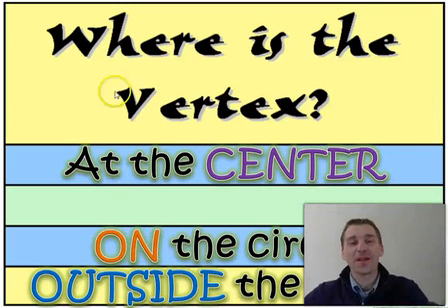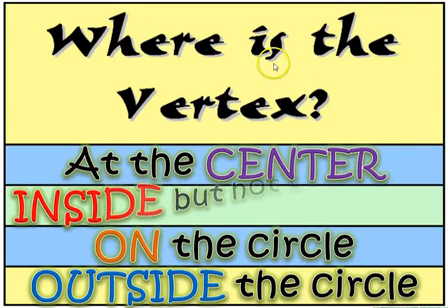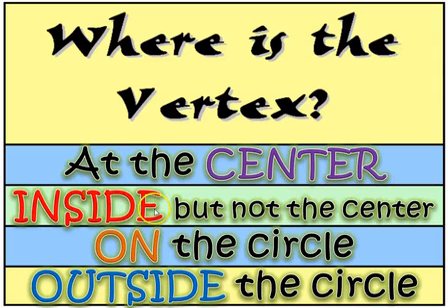So on your foldable, the last part of it, you need to put this. Where is the vertex? Inside the circle, but it's not the center. Because if the vertex is inside and it's the center, that's called a central angle. We're not talking about that in this short little video. It's inside the circle, but not the center. So open up the foldable flap, and let's get one quick example.